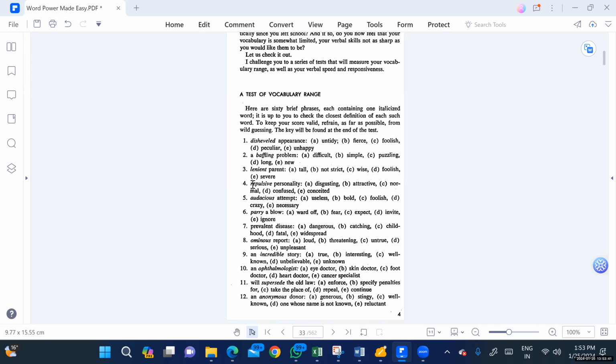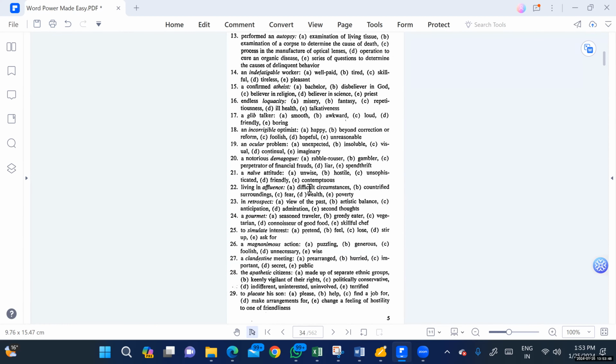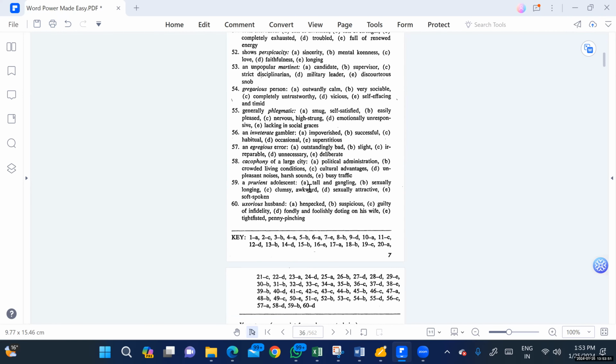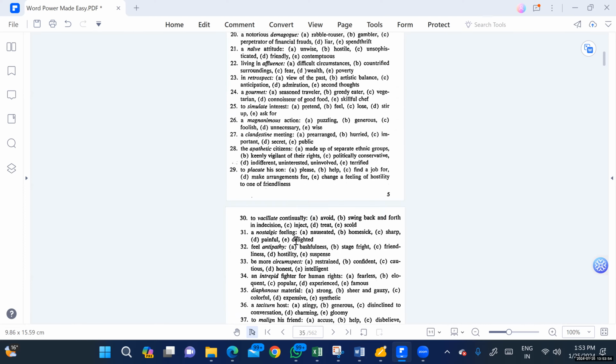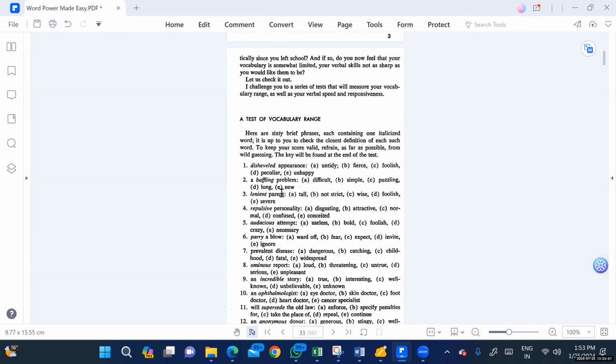So, a person, a personality who is repulsive, what is the right answer? Sir, it's disgusting. Disgusting, right? Now, can you relate with my examples? Aditi, can you now relate that it will be disgusting? Yes, sir. Isn't it very easy to first catch whether it's a negative or a positive meaning? So, positive, attractive, could be. Normal, it won't be. Confusion could be, yes. Conceited, no. So, it will be either confused or disgusting.